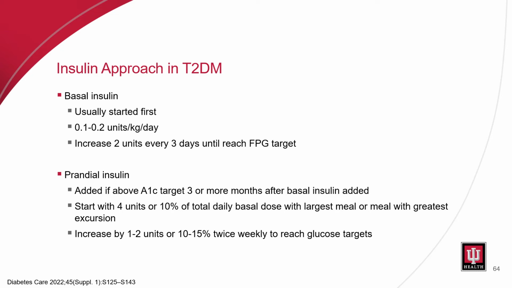Overall, the approach to starting insulin in type 2 diabetics is certainly a little bit different than in type 1 diabetics. Rather than starting basal and bolus injections or basal and prandial insulin and giving 4 subcutaneous injections a day, we often just start these patients on basal insulin to start off with. And typically this is started at a lower dose of 0.1 to 0.2 units per kilogram per day. And then we can increase this by 2 units every 3 days until we reach our fasting plasma glucose target.